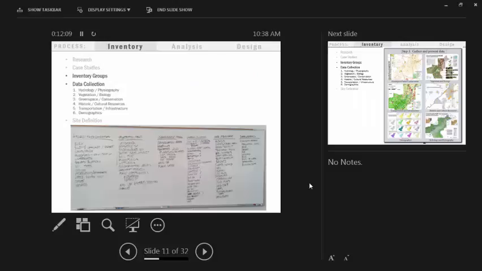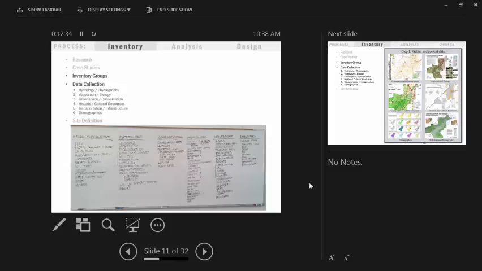Then we divided into inventory groups, and these were, as you can see here, six groups of six students each. And in a class discussion, we divided our inventory and data gathering into these six different topics, and then started brainstorming what is the data that we need to make decisions about the future of this river corridor. And you can see that again on the whiteboard here in our studio.